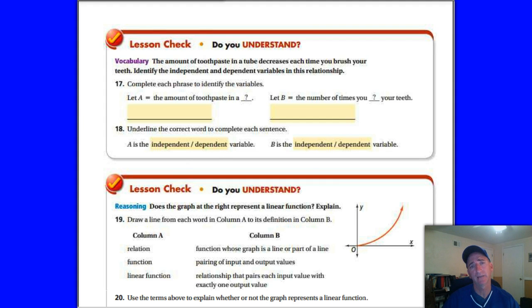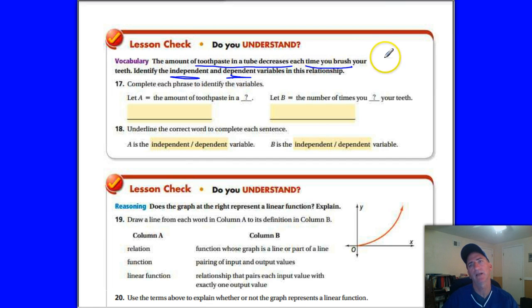One of the things you do need to be able to do is have an idea, given a situation, if something is a dependent or independent variable. So let's look at number 17 right here. It says, the amount of toothpaste in a tube decreases each time you brush your teeth. So there are two variables. It says identify the independent and the dependent variables.